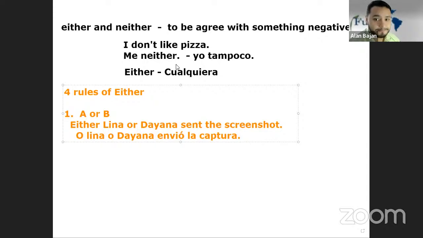That's the rule number 1. Is it nor? Yes, they use nor. This is with neither. We will go to that point. Oh, okay. Thank you. Another example for rule number 1.